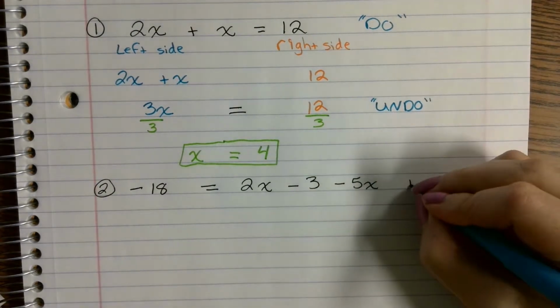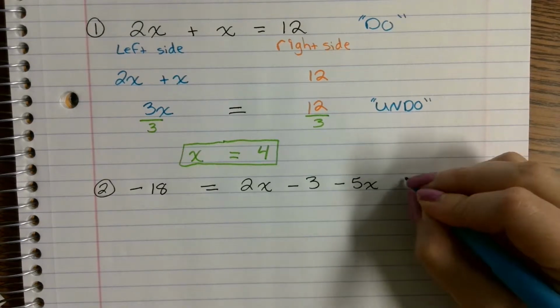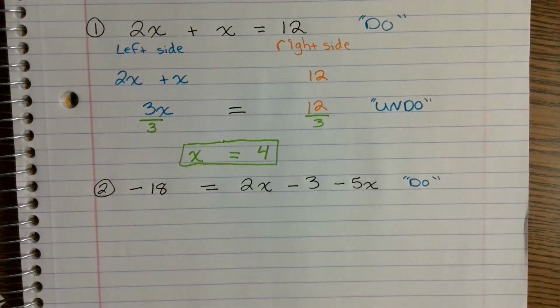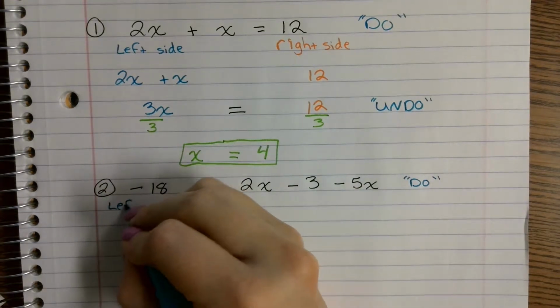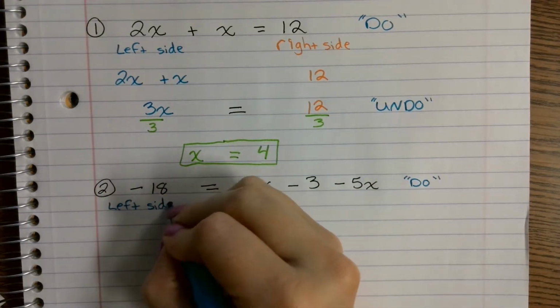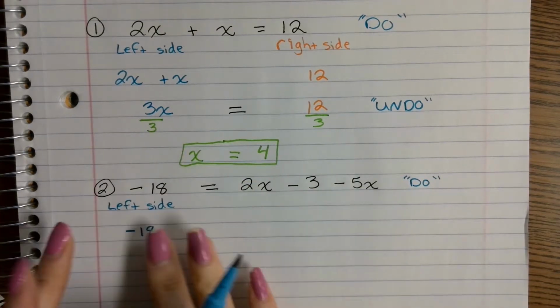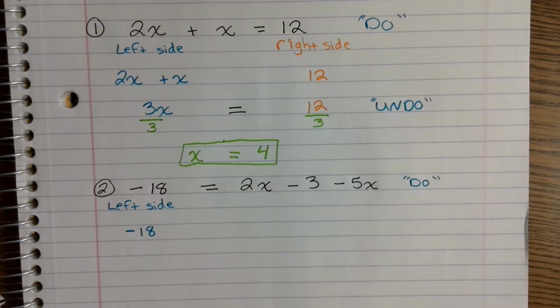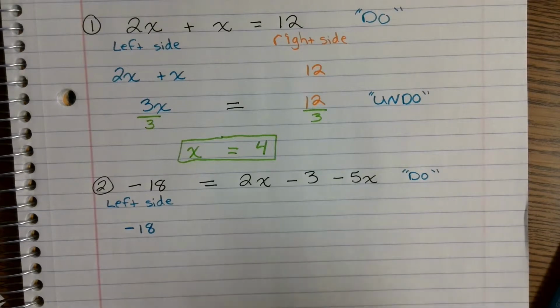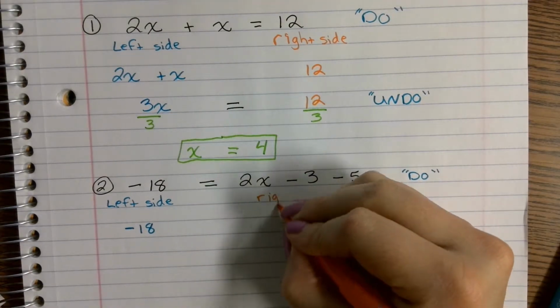Again, focus on what you can actually do first. So split it up into the sides. We're going to start with the left side, which is negative 18. Can I simplify negative 18? No. So it's just going to stay negative 18. Then we're going to focus on my right side.